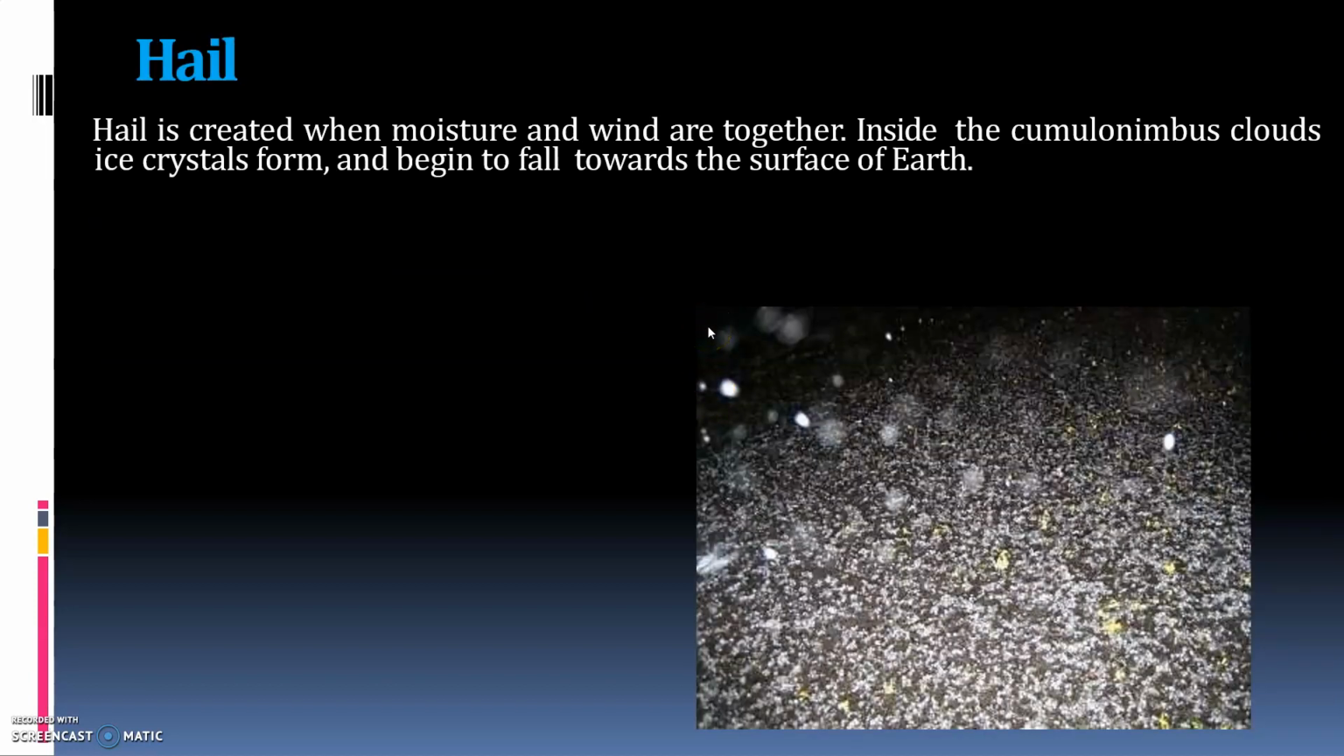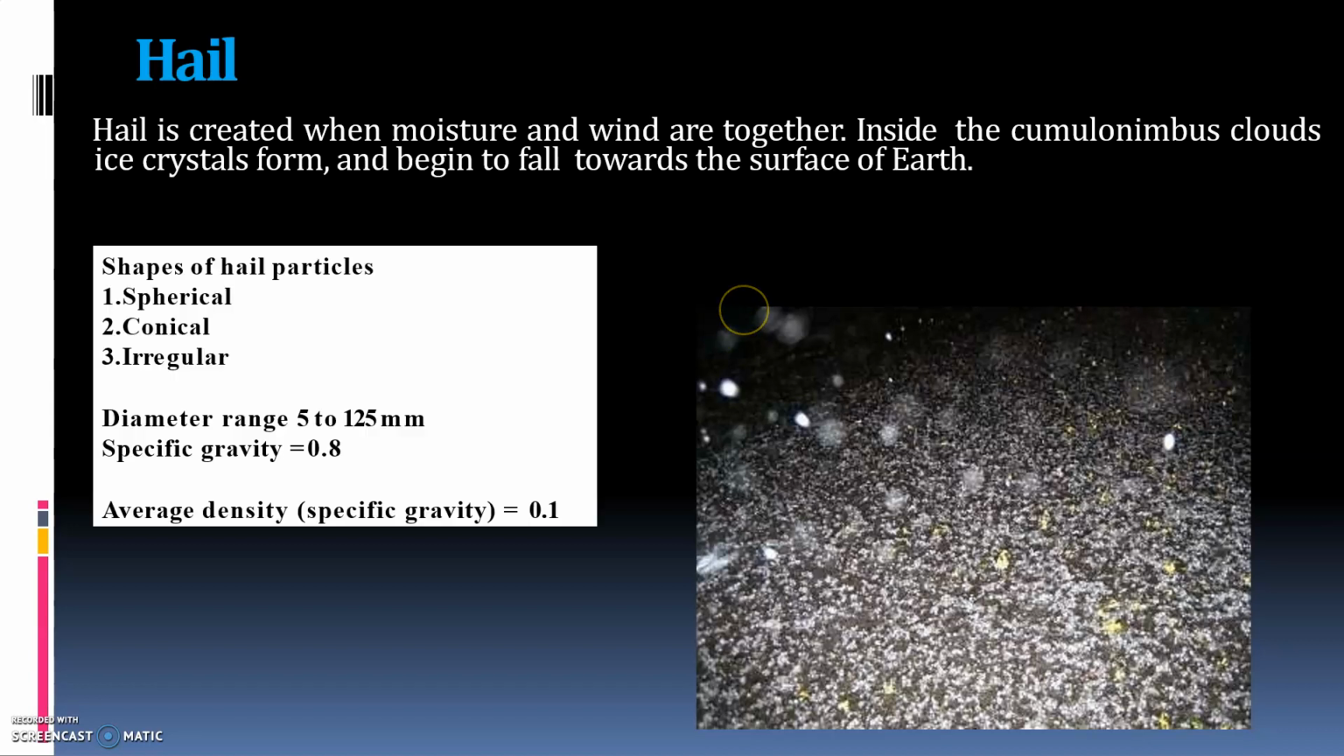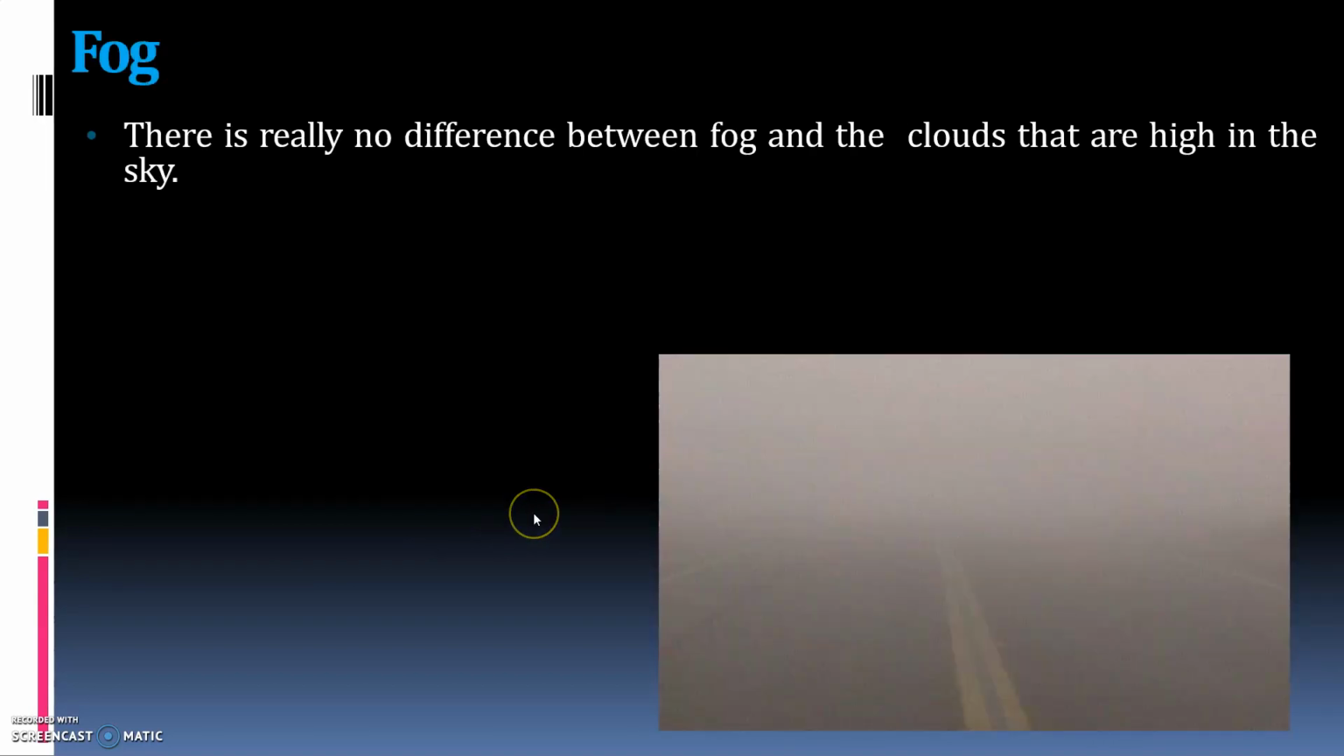Next is hail. Hail is created when moisture and wind are together. Inside the cumulonimbus clouds, ice crystals form and begin to fall towards the surface of Earth. The shapes of hail particles are spherical, conical, irregular. Diameter ranges from 5 to 125 mm. Specific gravity is 0.8. Average density is 0.1.